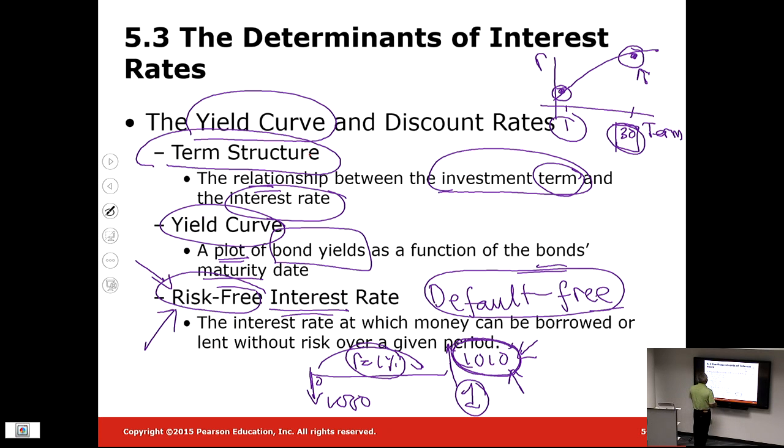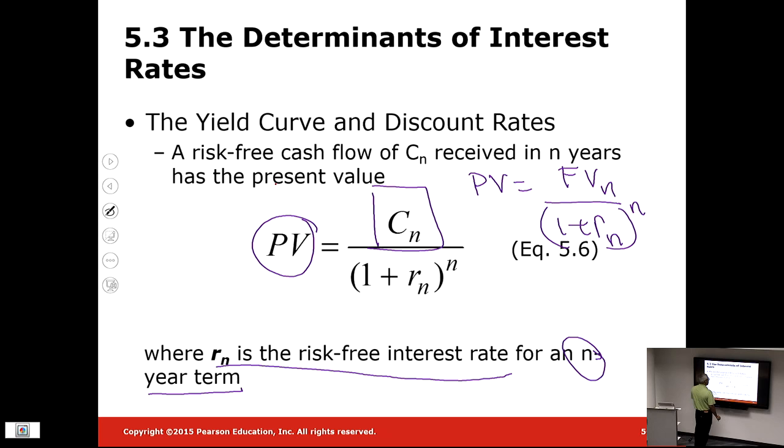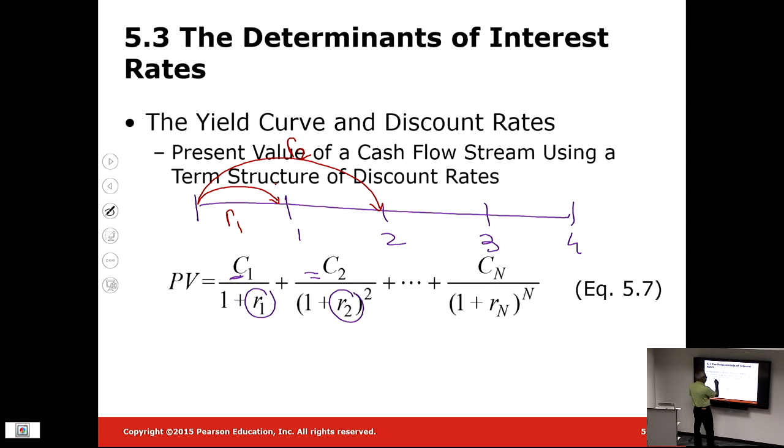Why do we say that? Because we see this over here. Over a 1-year period, interest rate is here. Over a 2-year period, interest rate is here. Two different numbers. Now I cannot use the same number over the 2 years that I used over 1 year.